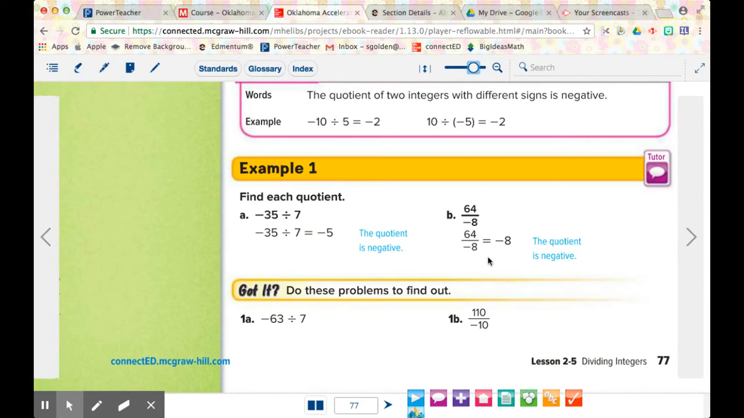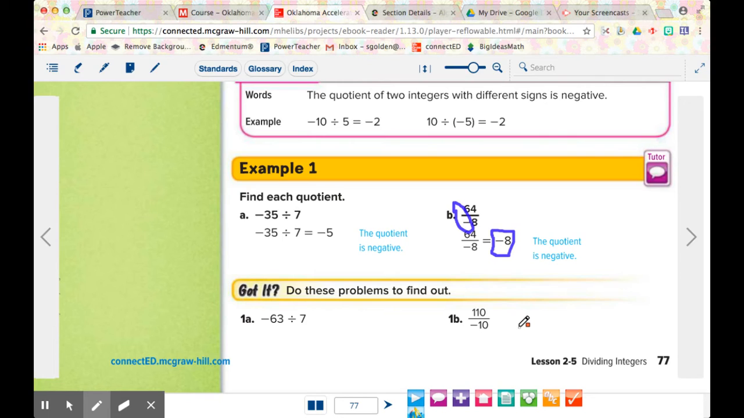On B, they just wrote it up and down. 64 over negative 8 just means 64 divided by negative 8. I like it when it's written like this because you can just circle and see. If they're the same, it's positive. If they're different, it's negative. So we have nothing and a negative, which means we have a negative answer. 64 divided by 8 is 8, so negative 8.